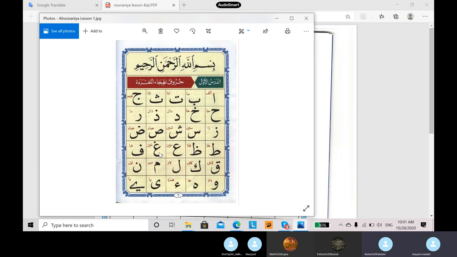Right? Okay, if I say the letter seen. As, as, as. From where? From between the teeth. Teeth, correct. You are right. Okay, if I want the letter sheen. Ash, ash.